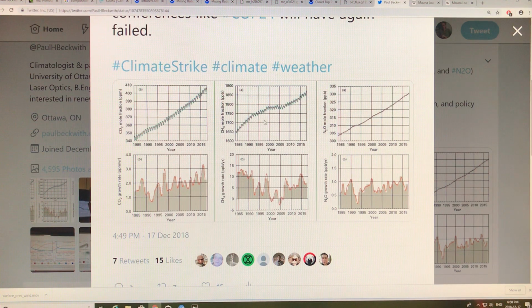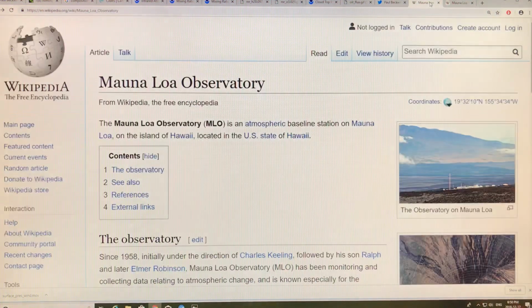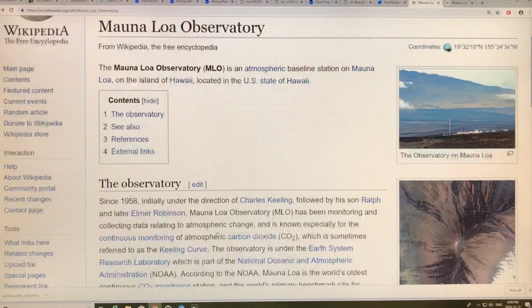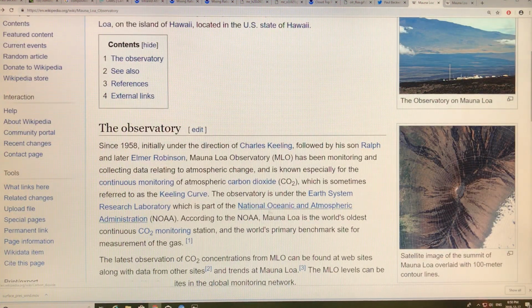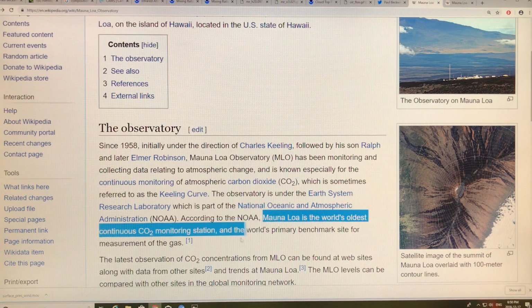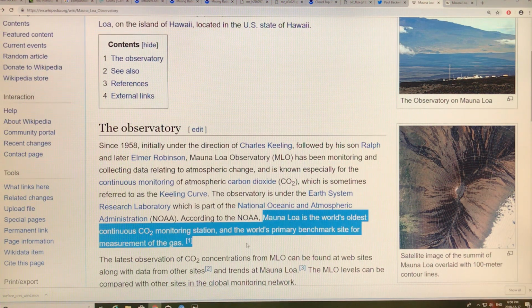Now, fortunately, the concentrations of these gases are much lower than CO2, but the rise is contributing significant amounts to climate change and global warming. So I just want to show one more thing. The Mauna Loa Observatory in Hawaii has the longest record of CO2. It's the world's oldest continuous CO2 monitoring station, the world's primary benchmark site for measurement of the gas.